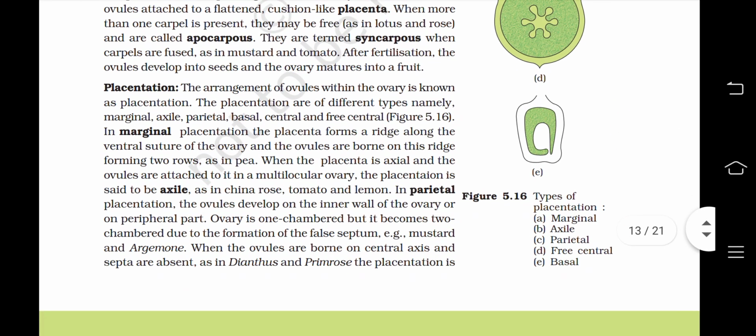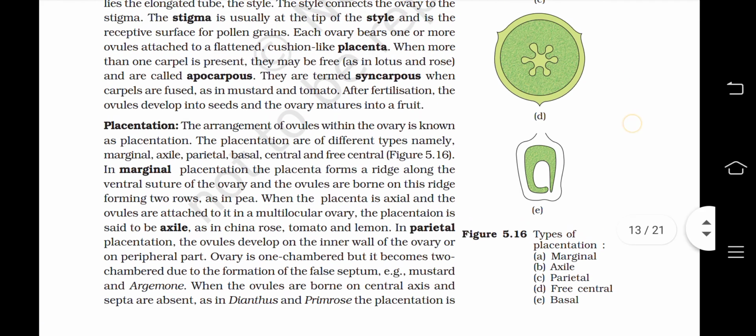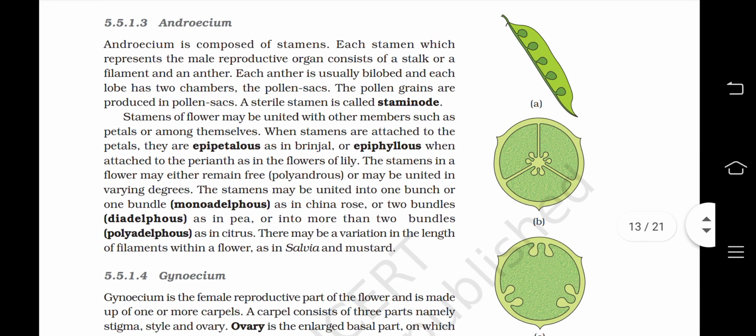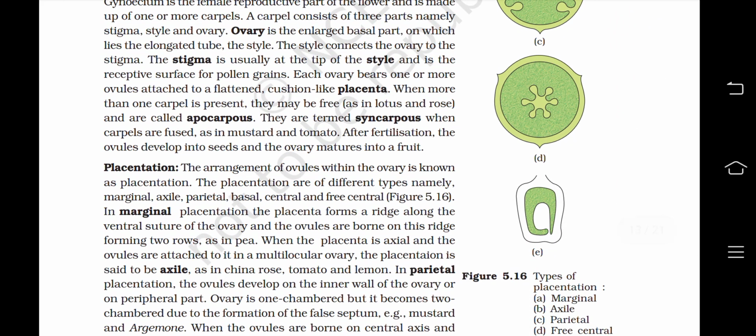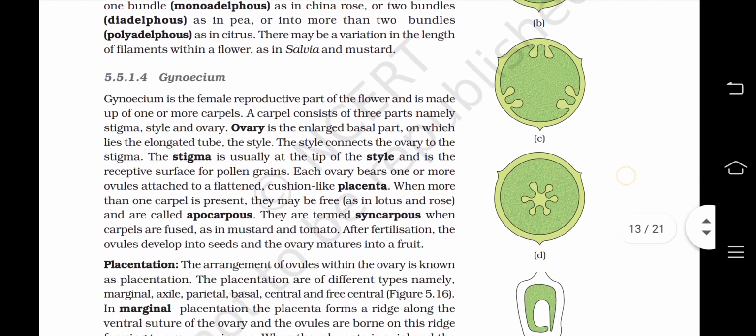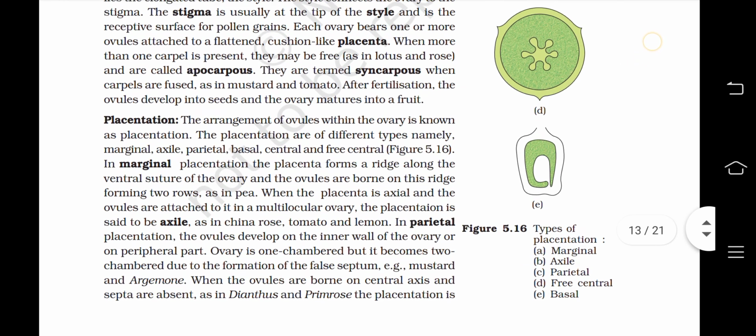Placentation. Arrangement of ovules within the ovary is known as placentation. The placentation are of different types, namely marginal, axile, parietal, basal, central, and free central. Figure 5.16. A is marginal, B is axile, C is parietal, D is free central, and E is basal.